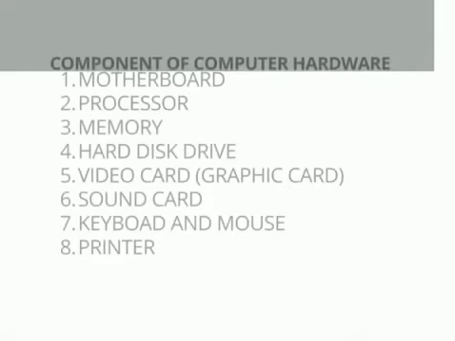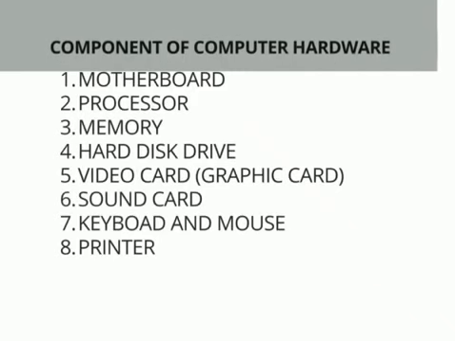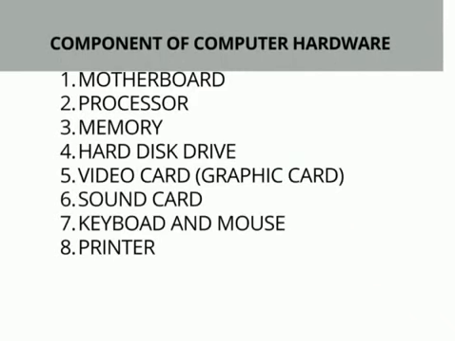Under the components of the computer hardware, you have the motherboard, the processor, the memory, the hard disk drive, the video card, the sound card, the keyboard, the mouse, and the printer. For the course of this class, we'll be touching a few of them, not all. So let's take the very first one, the motherboard.